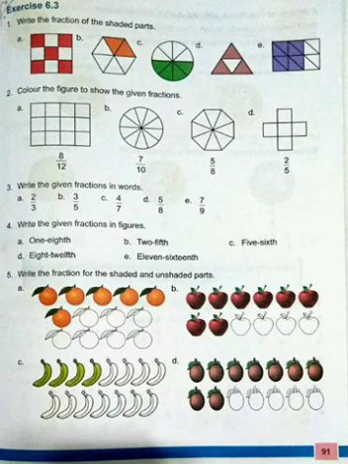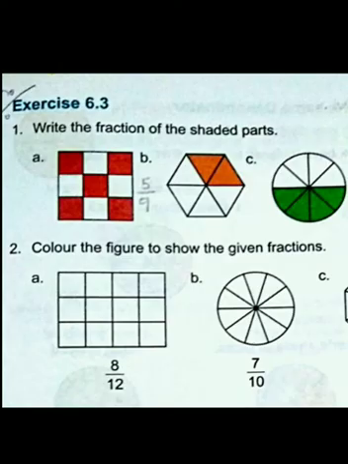In question number 1, we have to write the fraction of the shaded parts. We need to count the number of all the parts, and we need to count the number of the shaded parts. Let's count 1, 2, 3, 4, 5, 6, 7, 8, 9. We have 9 total parts.